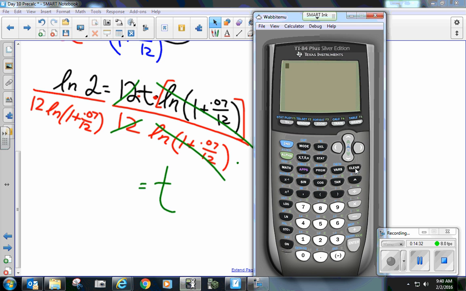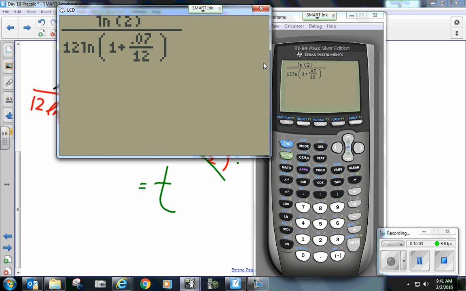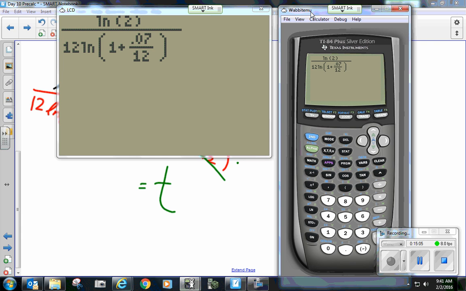All right? Clear. I'm going to start with a fraction. ln of 2 is on top. It's nice. On the bottom is 12 times ln of 1 plus, oh, there's another fraction. Okay, so put another fraction in: 0.07 over 12. Does that look correct? No, not yet. Yeah, bam. I mean, does that look correct? Looks correct to me. Anyone get an answer?